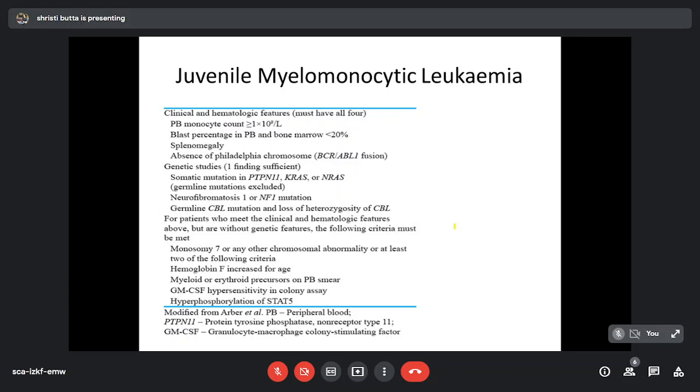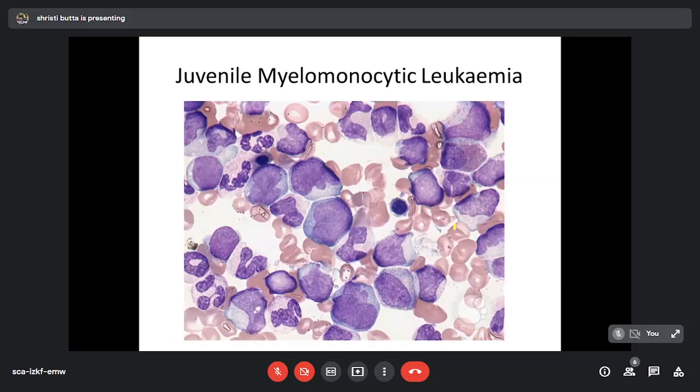And for patients who meet the clinical and hematological features of the above but are without genetic features, the following criteria must be met. That is monosomy 7, hemoglobin F increased for age, myeloid or erythroid precursors on peripheral blood, and a GM-CSF hypersensitivity in colony assay, and a hyperphosphorylation of STAT5. So the clinical criteria and the genetic criteria must be met for a diagnosis of juvenile myelomonocytic leukemia. So this is a picture of a juvenile myelomonocytic leukemia. There are two types of blasts. One is the myeloblast and the other is the monoblasts.